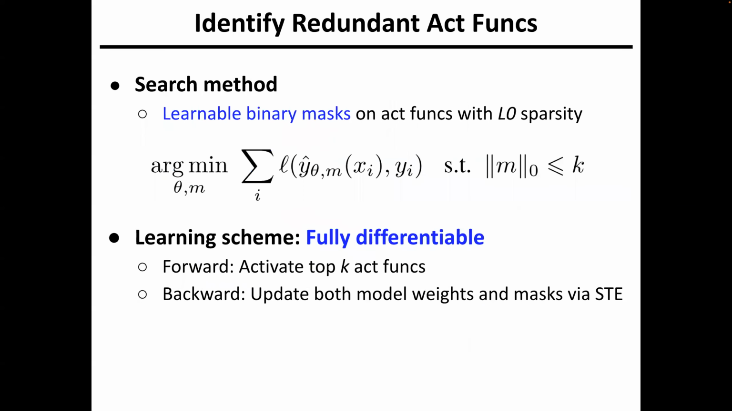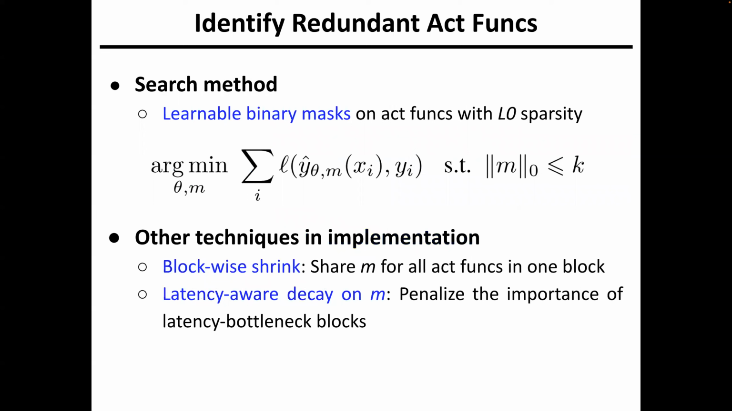In particular, our DepthShrinker identifies redundant activation functions via learning binary masks M on activation functions with an L0 sparsity constraint. To make the learning process differentiable, we adopt a straight-through estimator to approximate the gradients on the mask M. In addition, we share the mask M for all activation functions in one block and adopt a latency-aware decay on the mask M to penalize the importance of latency bottleneck blocks. More details can be found in our paper.